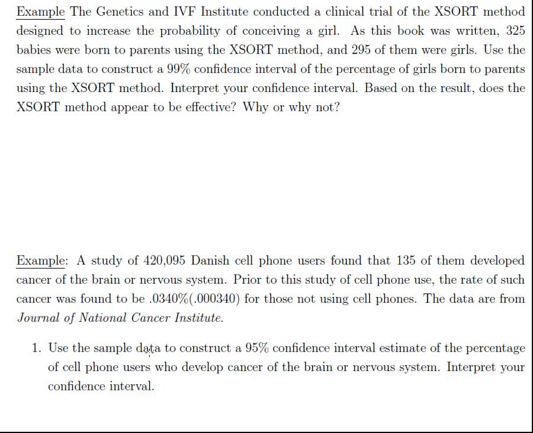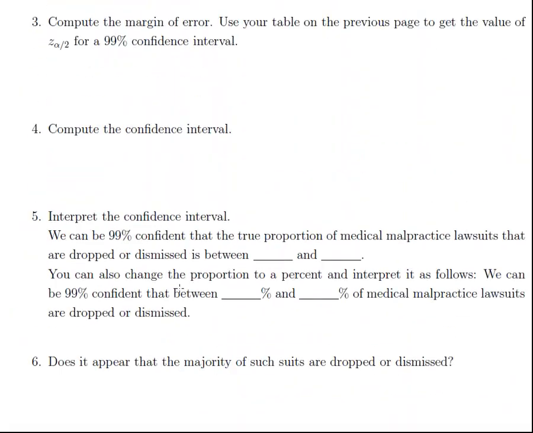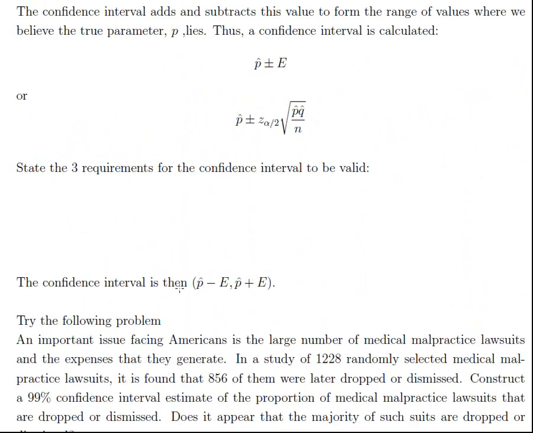The first one we have some sort of genetics medicine to help couples have girls, and we want to see if this XSORT method works. So we have a sample of 325 babies, and 295 of them were girls. We want to construct a 99% confidence interval, and the formula for the confidence interval is up further in the notes. Here's the formula right here. So we want to use this to create a confidence interval for the proportion of girls.